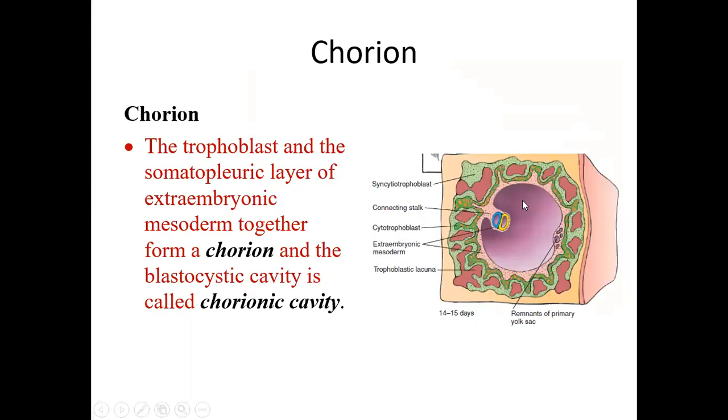Now, what is the chorion? This is the trophoblast and the somatopleuric layer, which includes the extraembryonic mesoderm, the somatopleuric mesoderm. So the trophoblast and the somatopleuric extraembryonic mesoderm together form the chorion, and the blastocystic cavity will now be known as the chorionic cavity. So this will grow in size gradually, and this cavity will finally be reduced. The yolk sac will be reducing.